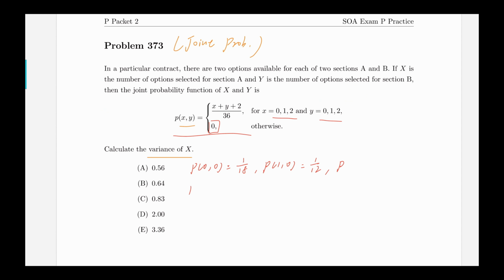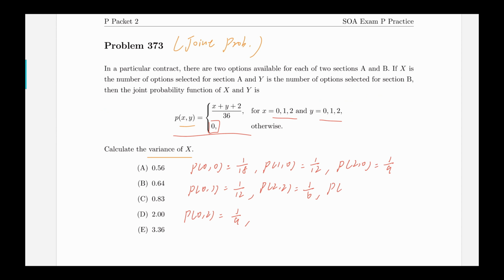And I can do the same thing here. When y is 1 and x is 0, I get 1/12 because of the same reason. And let's do 2, 0. When x equals 2 and y equals 0, this is going to be 4 over 36, which is 1/9. And same here. Okay, and when x and y both equal 2, then I'm getting 6 over 36, which is 1/6.